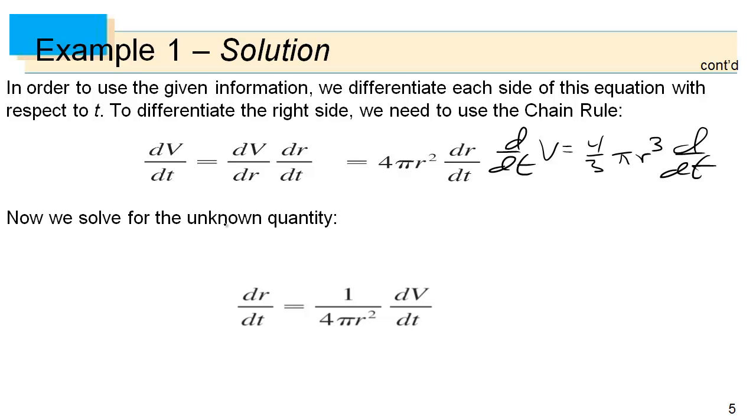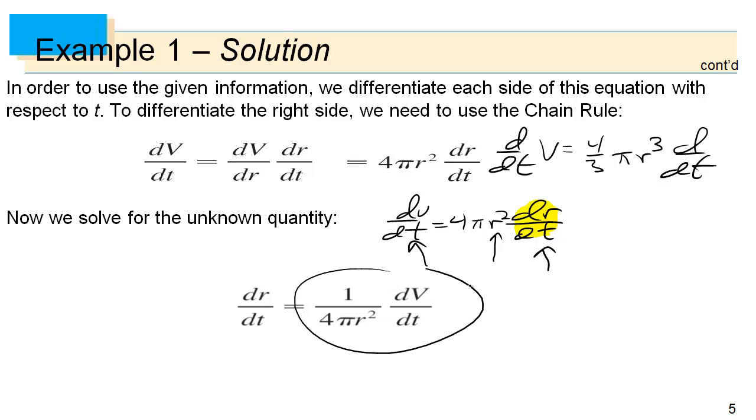Now we can solve for the unknown quantity. If we have dV/dt equals 4 pi r squared dr/dt, this is what we're looking for. We're trying to find the rate of change of the radius with respect to time. This is what we're given. They told us that that was 100. And then they also told us when the diameter was 50 or the radius was 25. So algebraically, you can solve for what you're looking for, this piece, by moving everything else to the other side of the line, and that's where you get this.